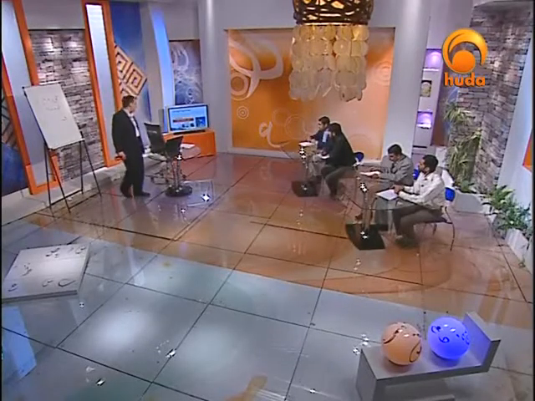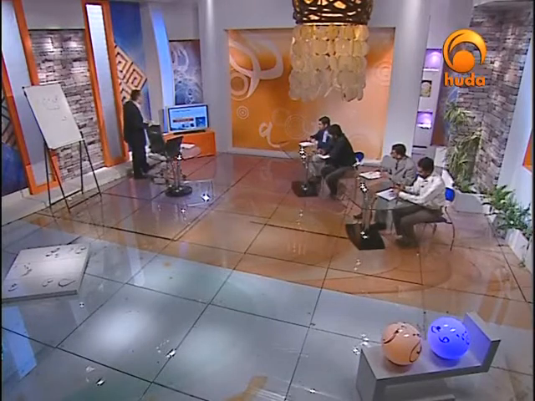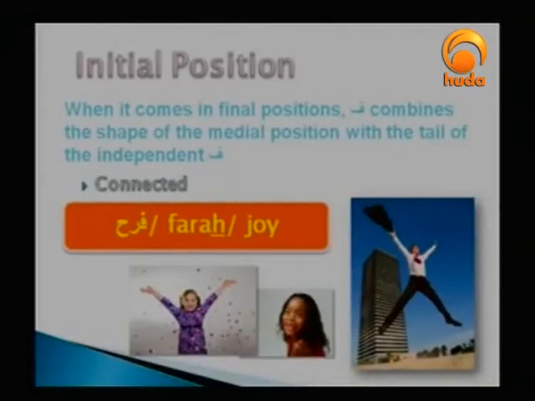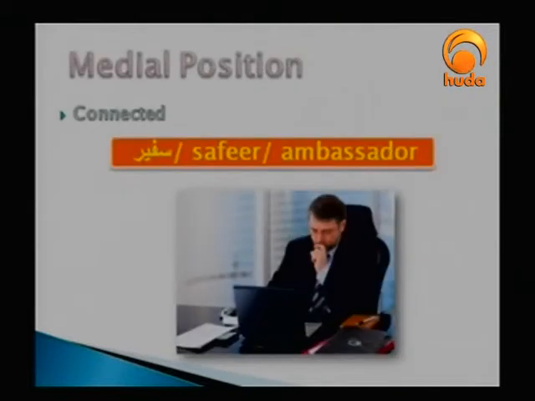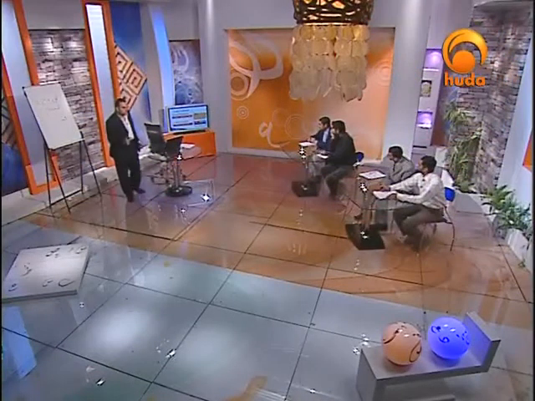In initial position, he says here again, when it comes to final position, fa combines the shape of the medial position with the tail of the independent, like for example, farah. That is when it comes in initial position, and in medial position we have, for example, safir. When it comes to the final position, here we go. I would tell you here that sometimes we have fa which is disconnected, and sometimes we have fa which is connected.